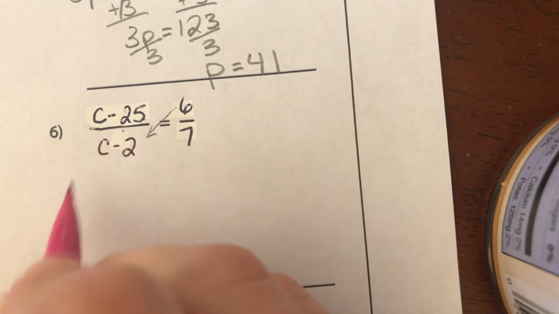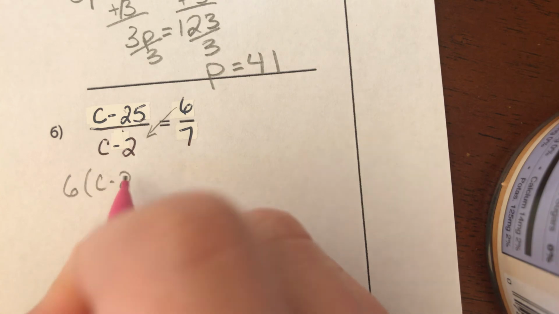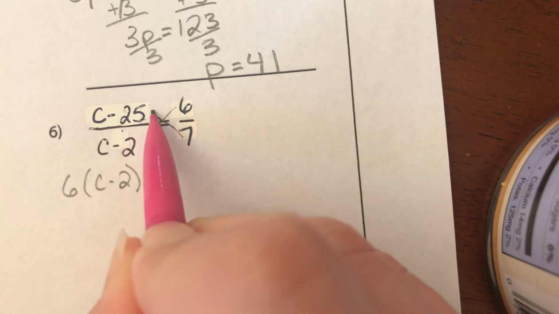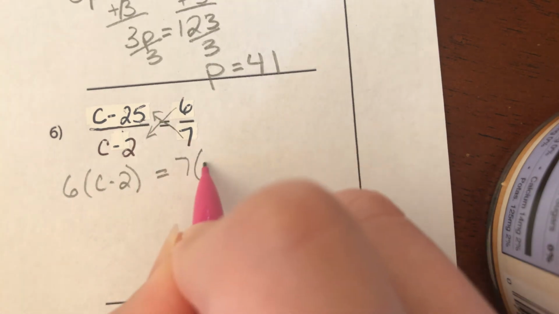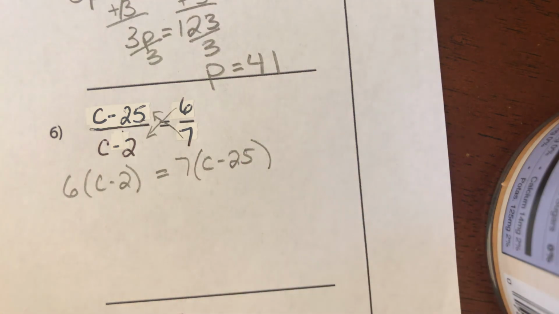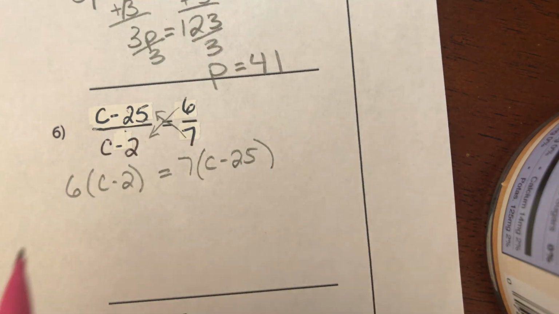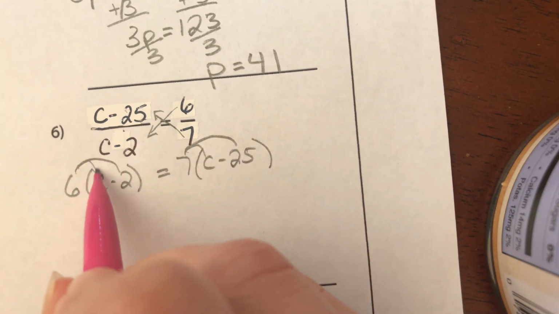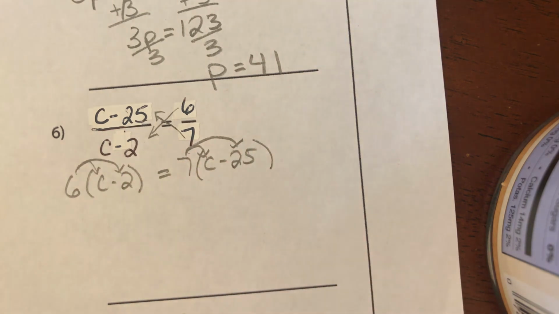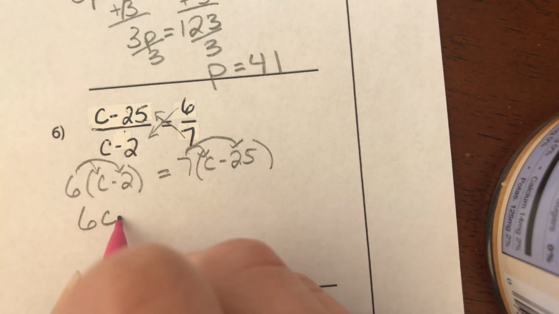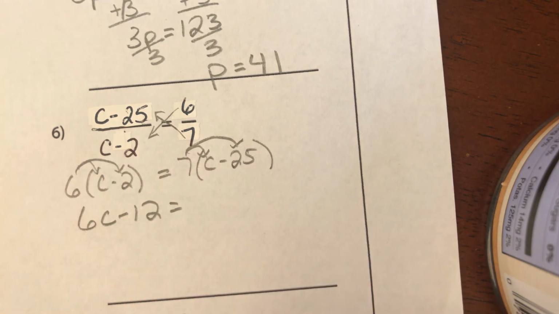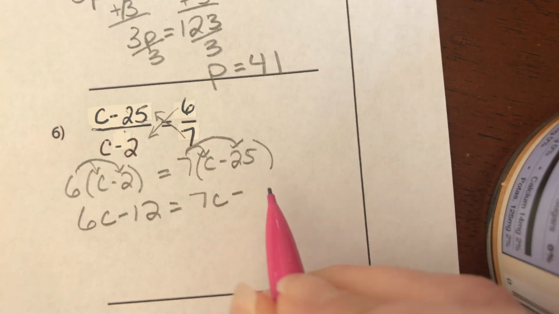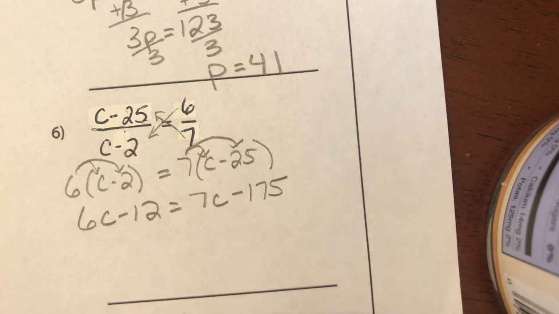I'm doing 6 times c minus 2. All right, so if you think about it coming down this way and this over here, 7 times, parentheses, c minus 25. Okay. Distribute on both sides. Draw those arrows so that you don't leave any pieces out. We got 6c minus 12. On the other side, 7 times c is 7c minus 7 times 25, 175.